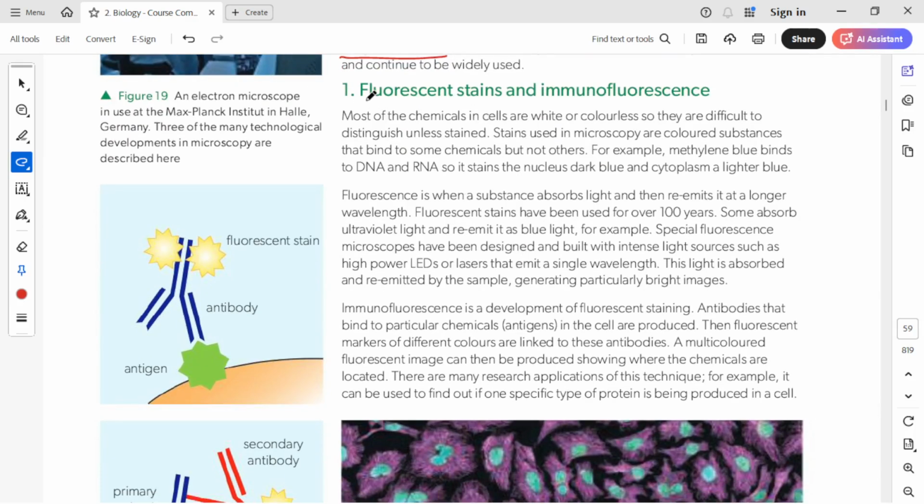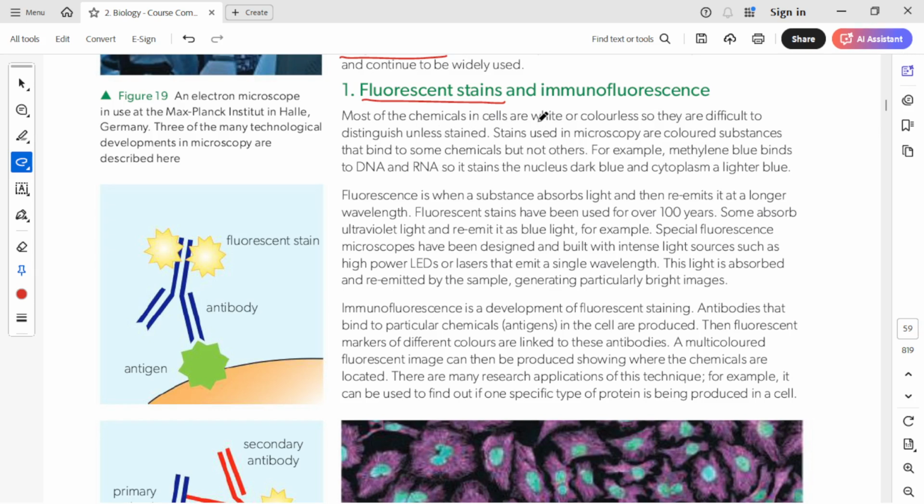So what are fluorescent stains? Fluorescence is something in which if we give light to certain material, it gives the light back, it re-emits it with an even longer wavelength. So that is how we can see the objects very clearly here.